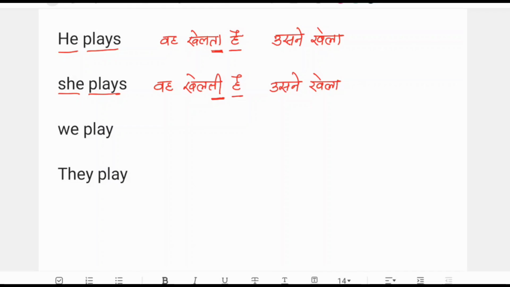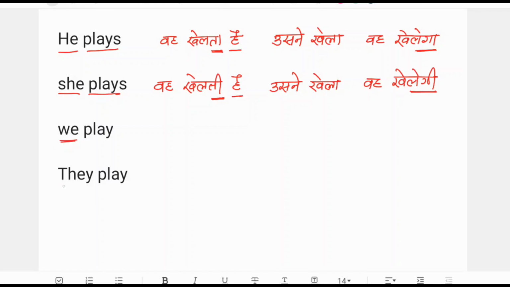Then in future tense, he will play will be वह खेलेगा. That means he will play. And वह खेलेगी means she will play. So here खेलेगी is for the girl, she will play, and वह खेलेगा is for the boy.